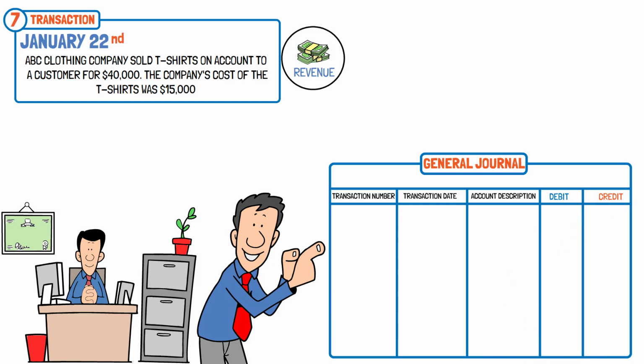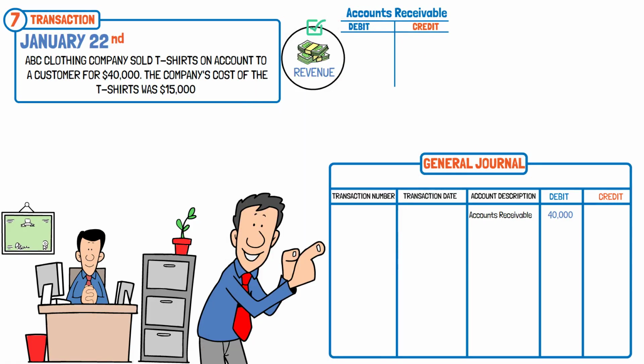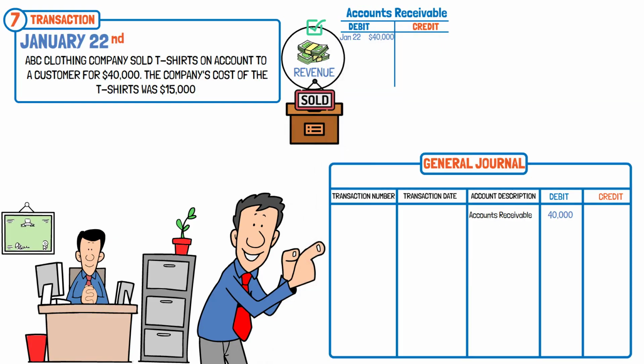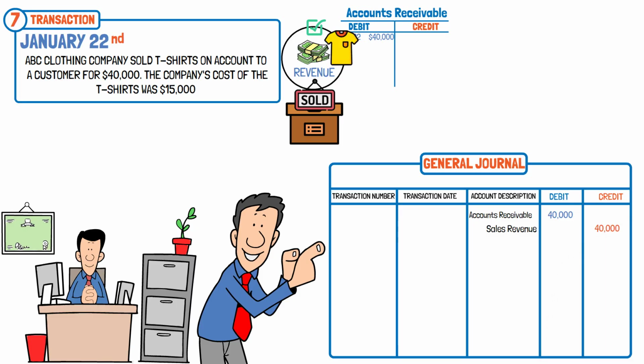The account to be debited is accounts receivable for $40,000, representing the sale made to a customer on credit or account. Additionally, the account that needs to be credited is the sales revenue account, reflecting that the accounts receivable recorded was for selling t-shirts to a customer.